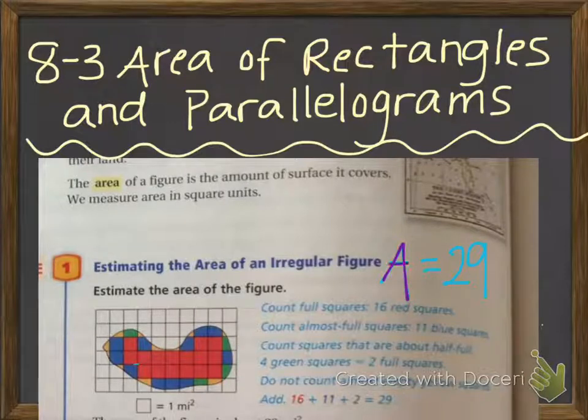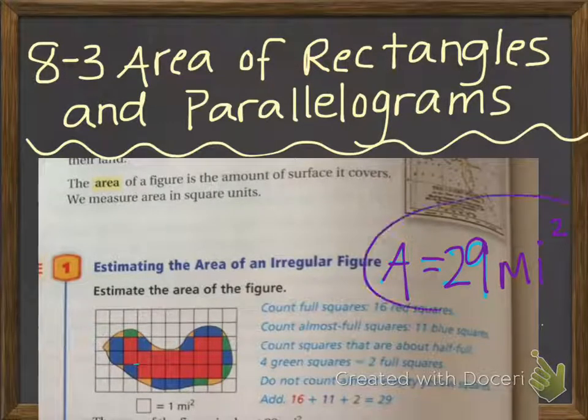Everything we do, we're going to label. In this case, if we look down here at the very bottom, 1 square equals 1 mile squared. So our label is going to be in miles, M-I squared. Area always has the square on the end. If you give me 29 miles, you're going to give me the wrong answer, and I'm going to have to dock you a point for not labeling correctly.